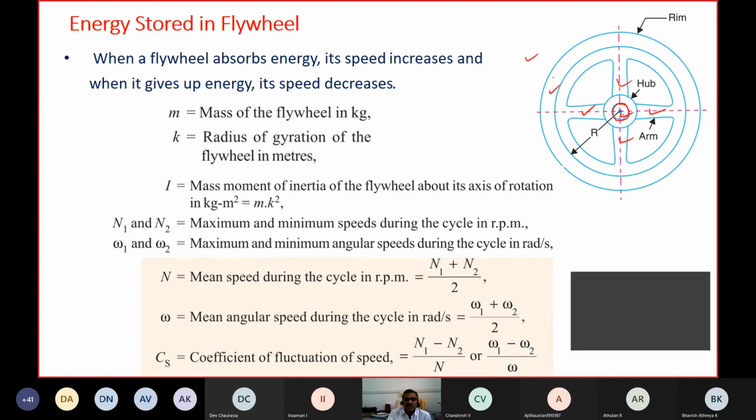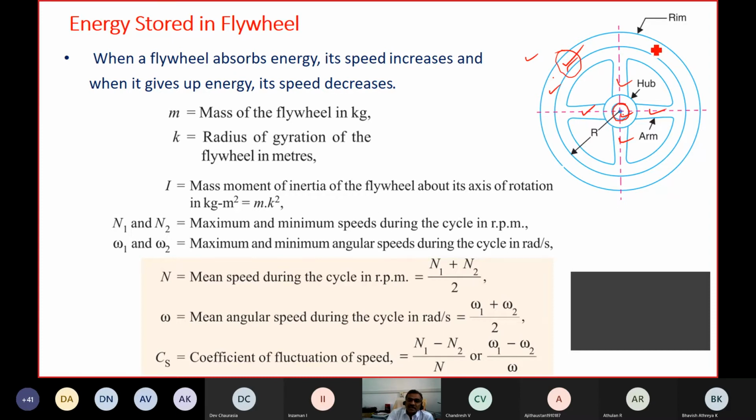There are 4 arms, depending upon the requirement. It is just like an alloy wheel, but here the purpose is different. It looks like an alloy wheel, but the purpose is different. Here this dimension is important, because we want to store the energy in the rim only.